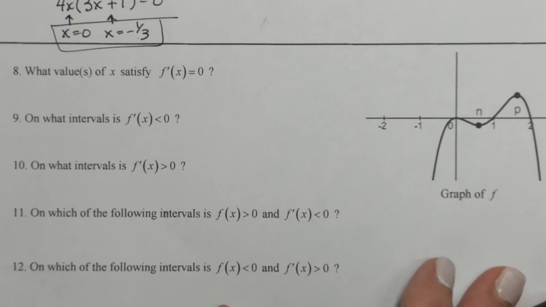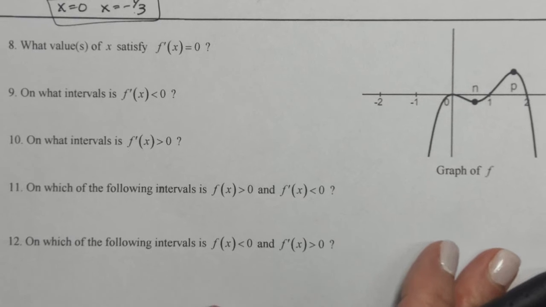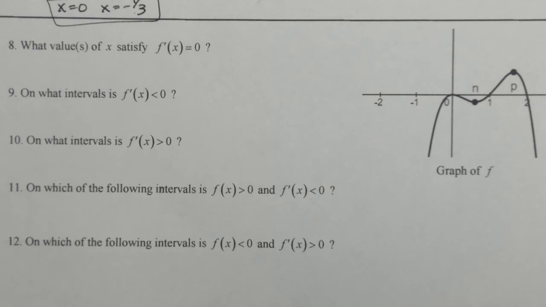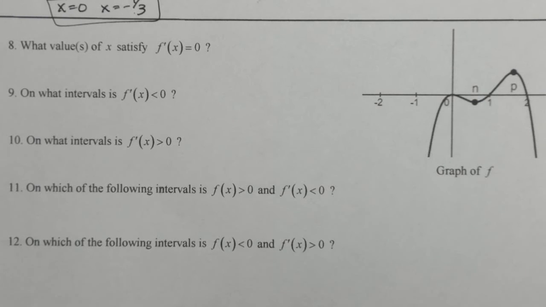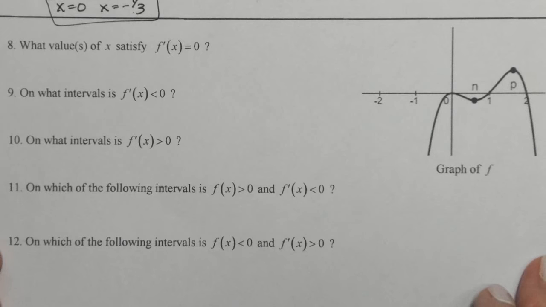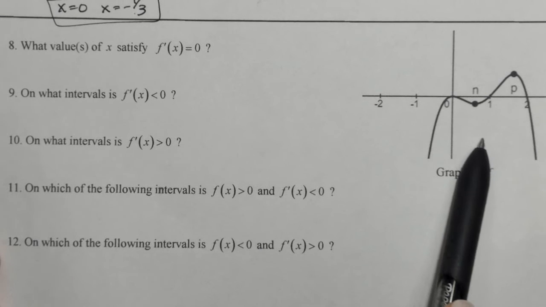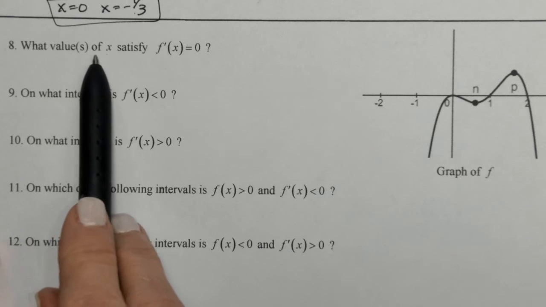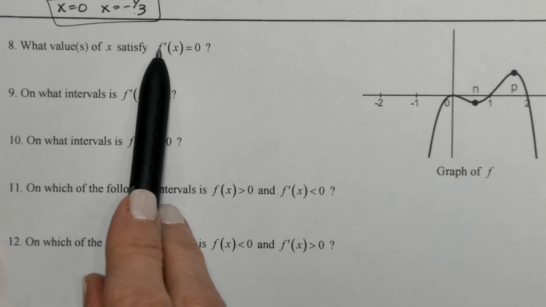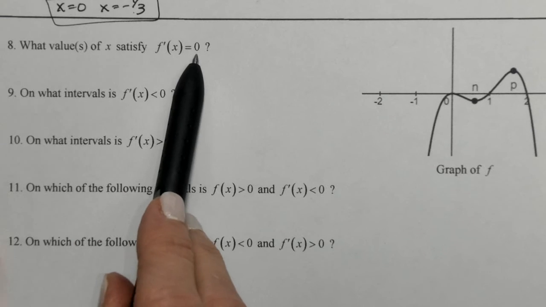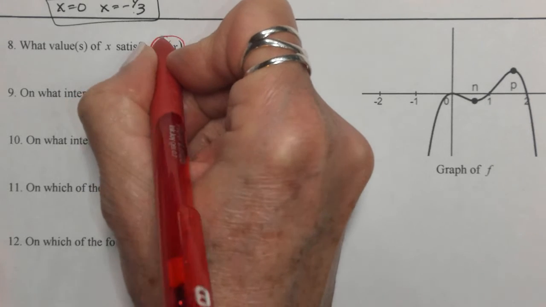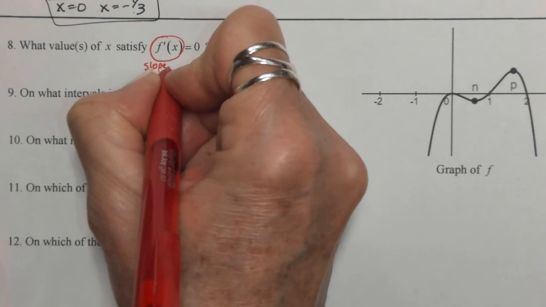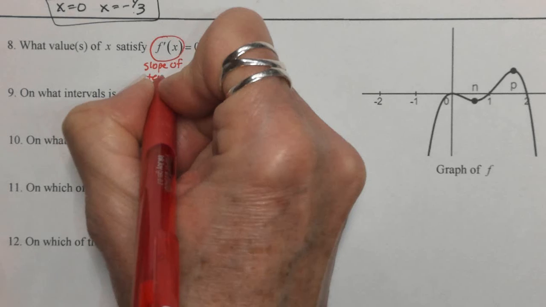Another way that you can be asked questions about derivatives is using the graph of a function. So let's take a look. Let's say this is the graph of f here. It asks what values of x satisfy f prime of x is equal to 0. Well, f prime of x is the slope of the tangent line.